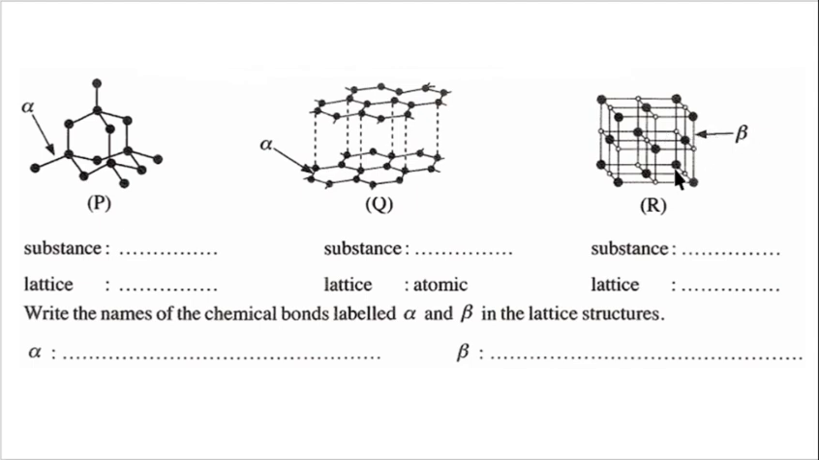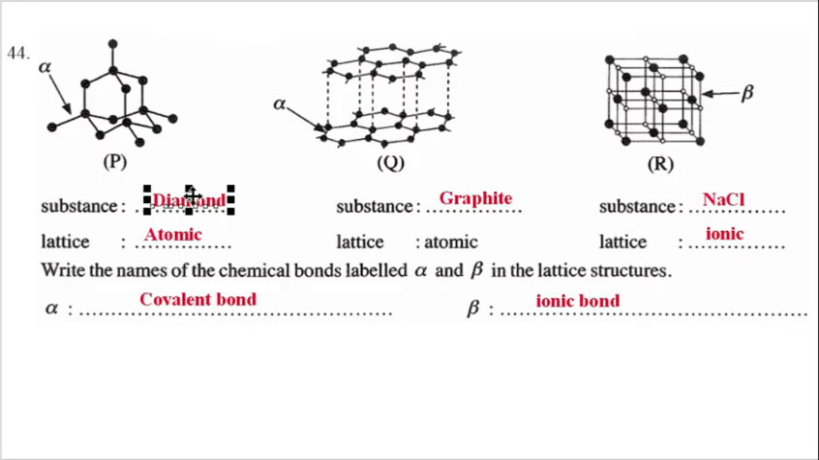I'll show you the answer to check. Yes. So P is diamond. It is an atomic lattice, and Q is graphite. So the layered form is an atomic lattice. This is sodium chloride. It is an ionic lattice. So the bonds of alpha are covalent, and the beta bonds in sodium chloride are ionic bonds.